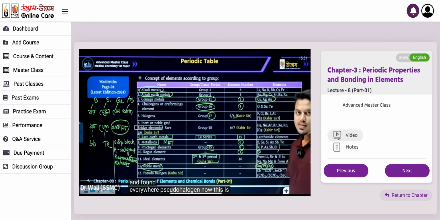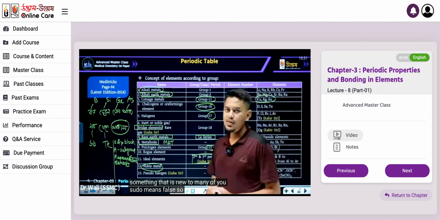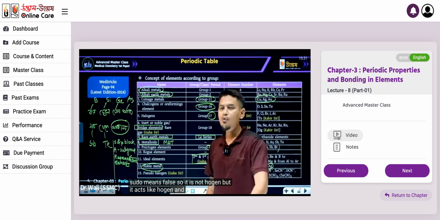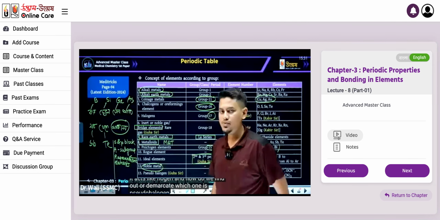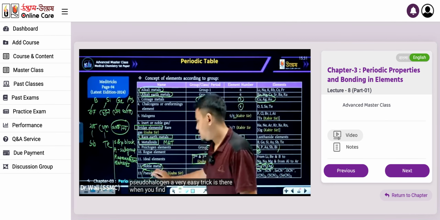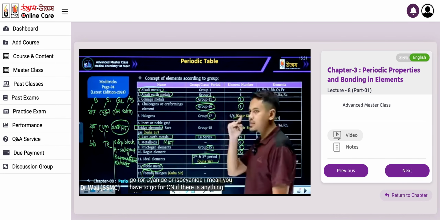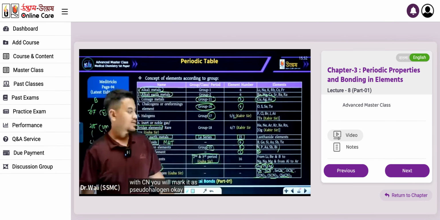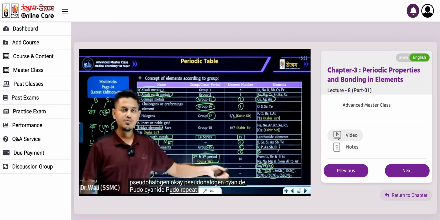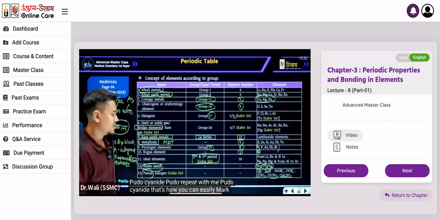Pseudo halogen. Now, this is something that is new to many of you. Pseudo means false. So it is not halogen, but it acts like halogen. And how do we find out which one is pseudo halogen? A very easy trick is there. When you find pseudo as an option, we should go for cyanide or isocyanide. I mean, you have to go for CN. If there is anything with CN, you will mark it as pseudo halogen. Okay? Pseudo halogen, cyanide. Repeat with me, pseudo cyanide. That's how you can easily mark the correct answer.